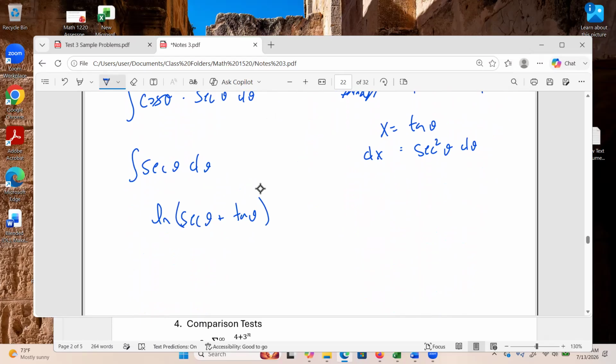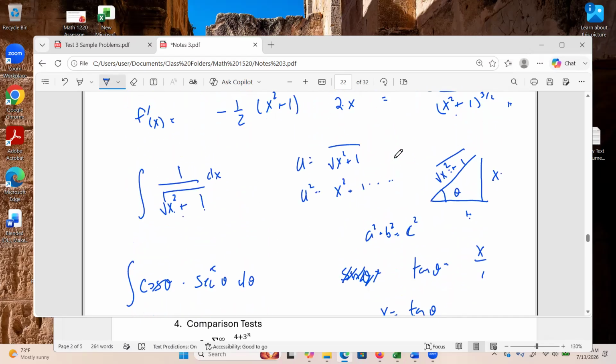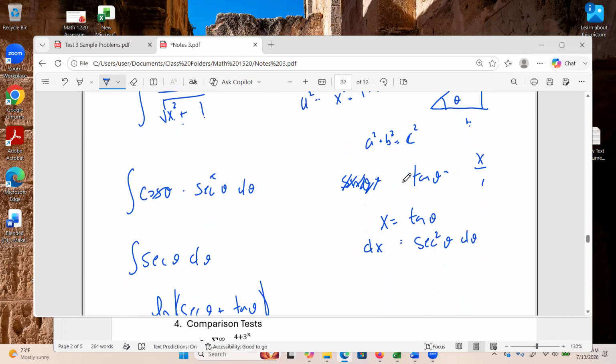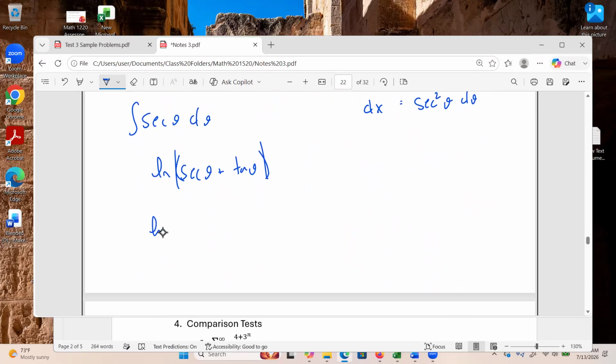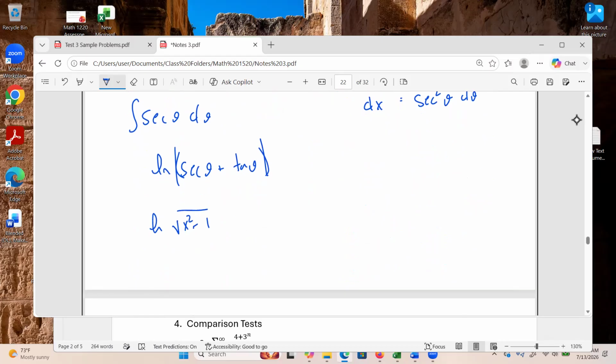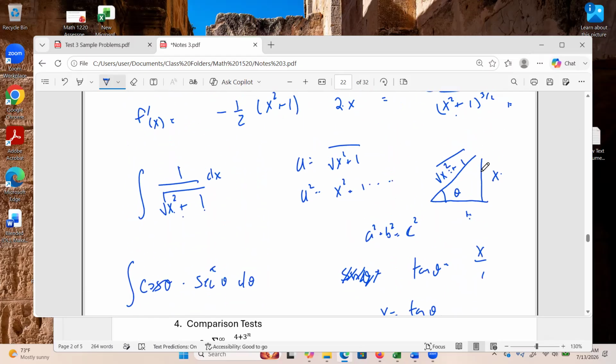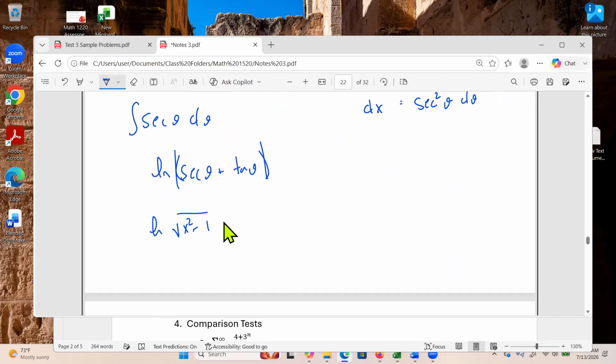We could put this in absolute values, but since we're going to restrict our thetas to being in the first quadrant, we're not going to have to worry about this too much. Okay, so plus C to make it all kosher. Now we can go back to what's going on here. We have to go back to my actual values for x. Secant is equal to the square root of x squared plus 1. So we have the natural log of the square root of x squared plus 1. That's my secant. And then my tangent is just x over 1, so plus x.